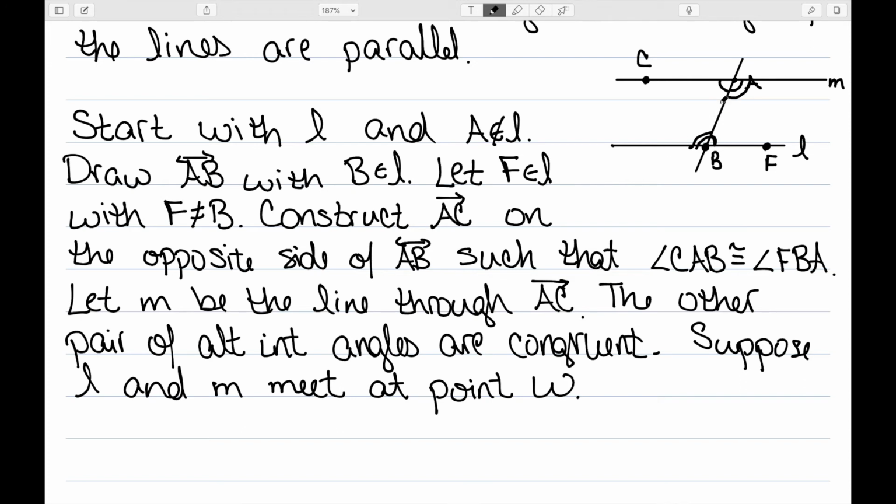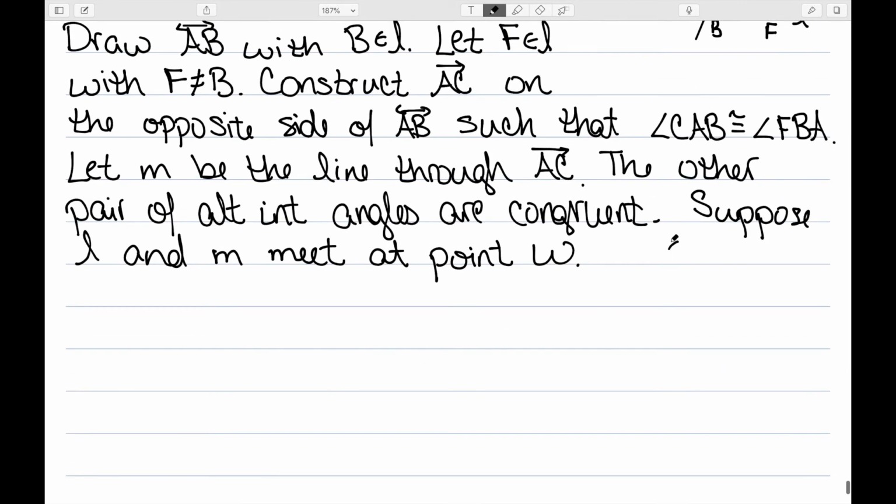Now that I have that alternate interior angles are congruent, let's suppose these lines actually meet, and we want to show a contradiction. So I'm going to draw a quick picture here. We have our lines here. Here will be L. We'll call this point here A and this point B.